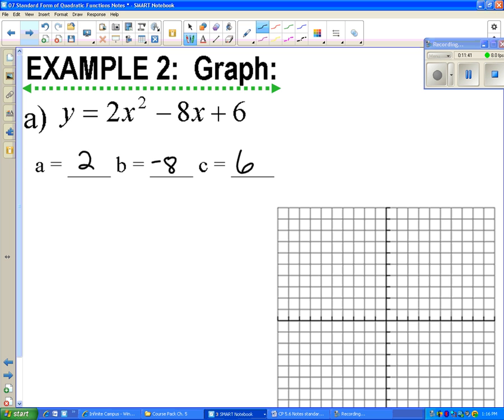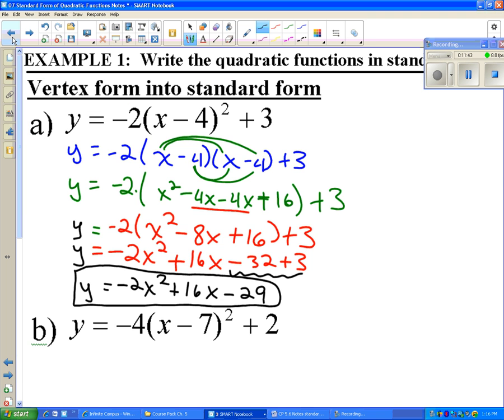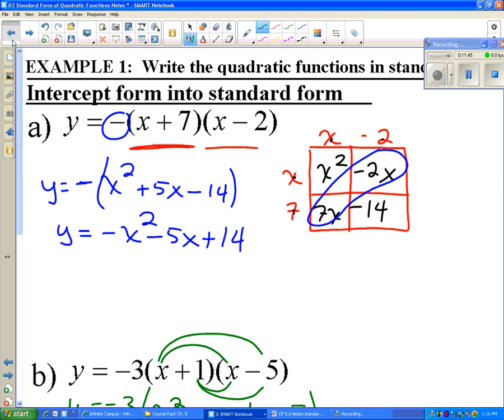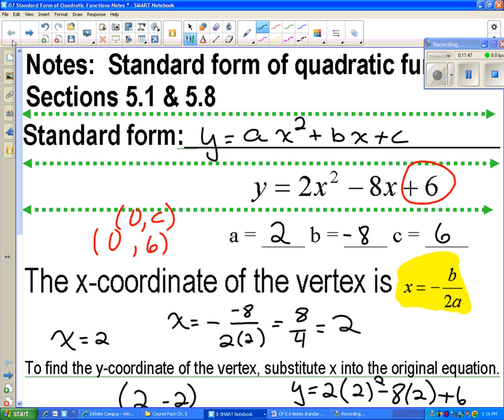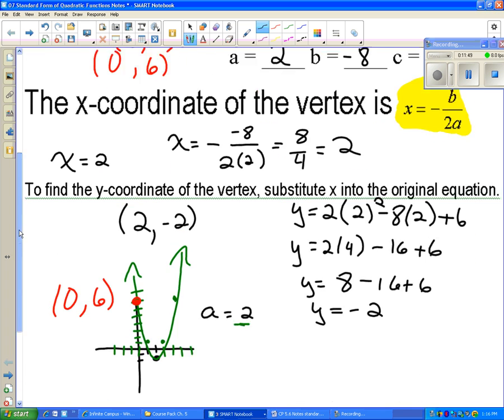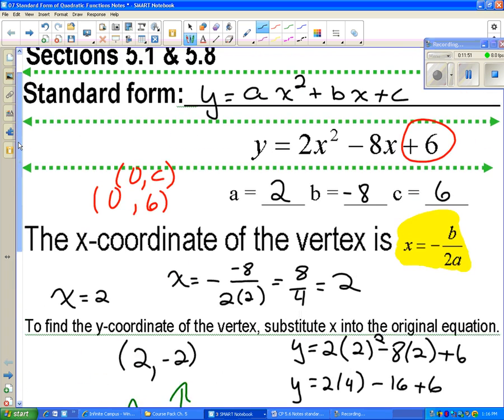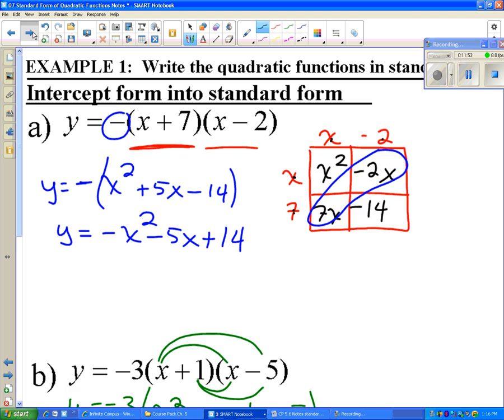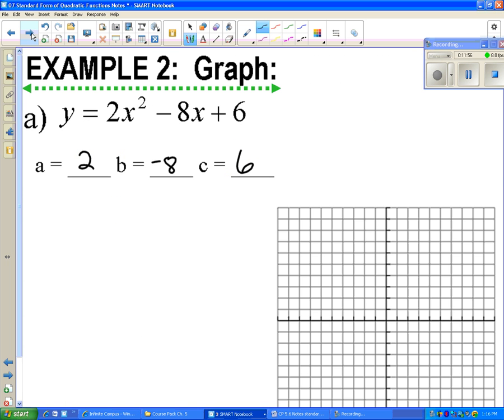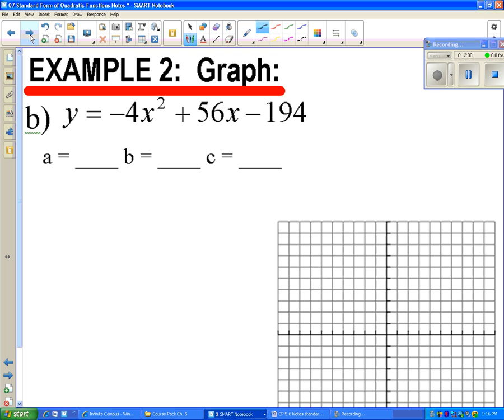Now before we go on, this is a problem that I already did, this quick little graph over here. So I'm going to go ahead and skip this example, and I'm going to start on this one, the big ugly one. Okay? A is negative 4, B is 56, C is negative 194.